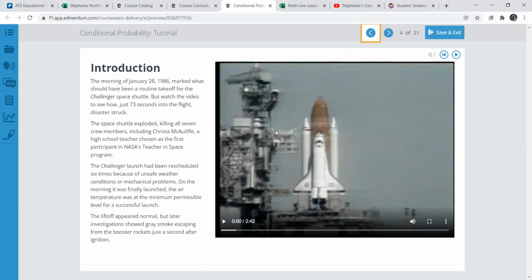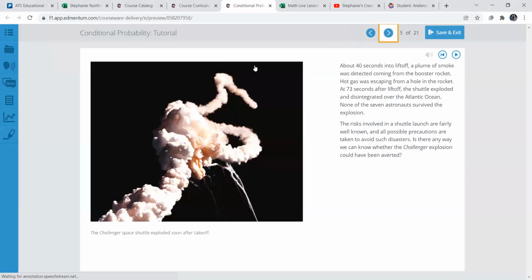Watching the video, we won't watch the video, but disaster struck pretty early on with the Challenger. It takes off, blasts off into outer space, and then shortly after, as you can see, it explodes. That was a really big tragedy a long time ago. Forty seconds into the liftoff, things started to go wrong. So it didn't take long for it to happen.